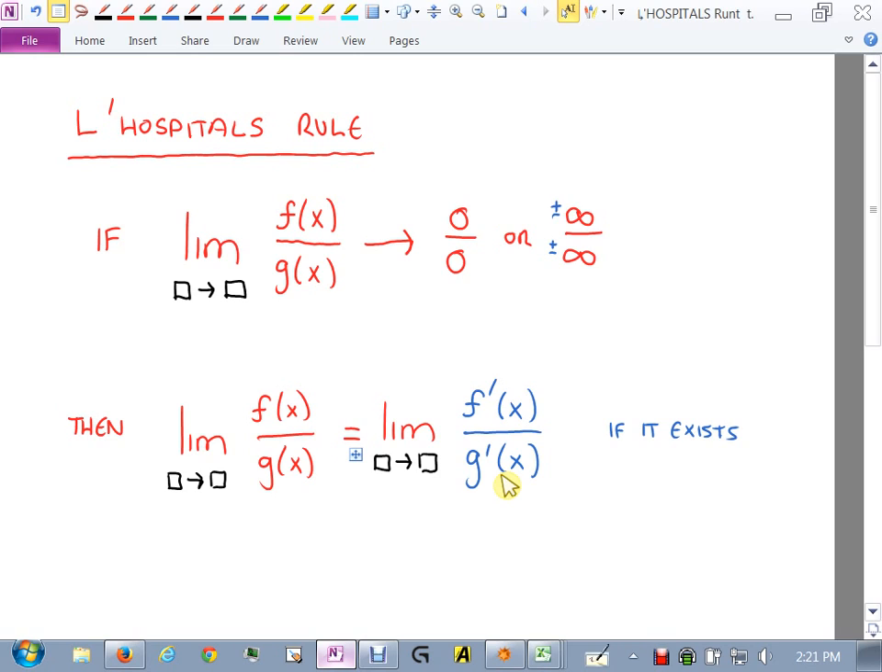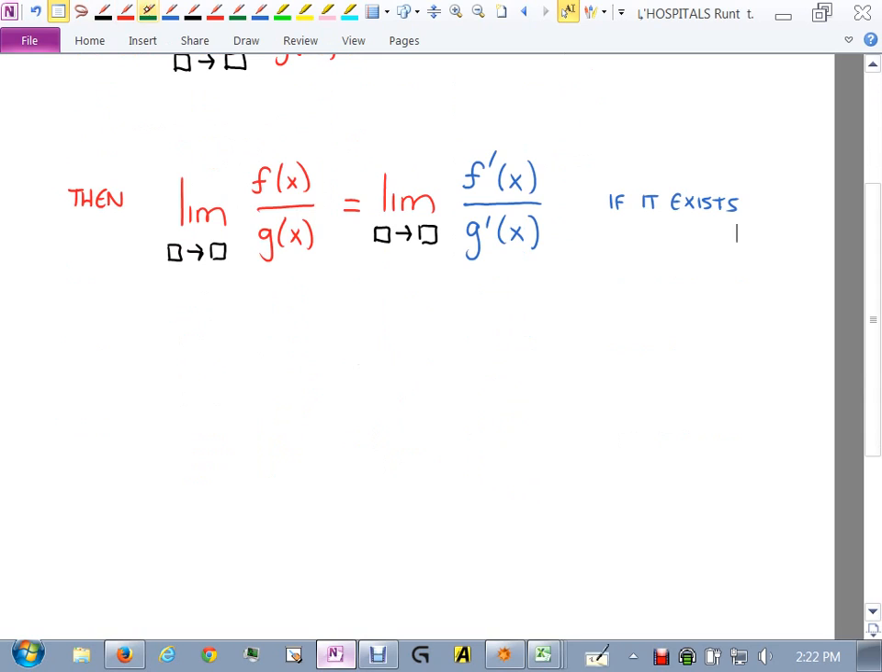And you're not doing quotient rule. That's one of the big mistakes students make with L'Hopital's rule. They'll be like, oh, I've got to do quotient rule. No, this is the one time you can violate the quotient rule. Derivative of the top over derivative of the bottom. That's it. So that's the rule. Here it is in practice.